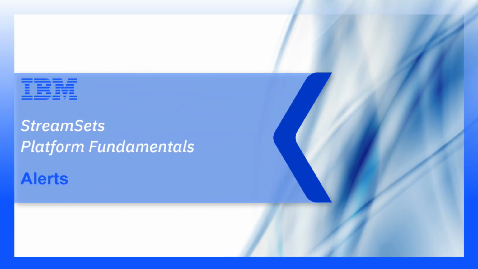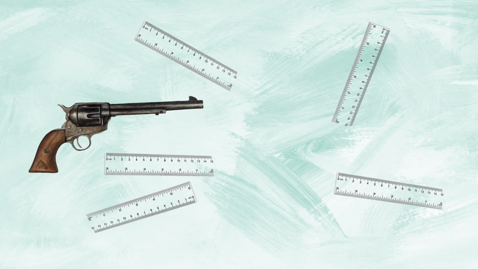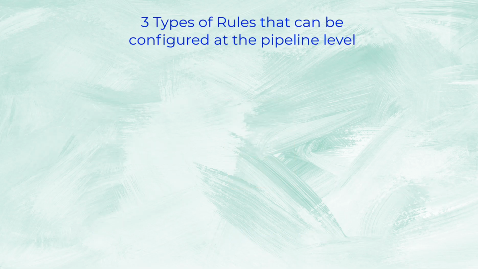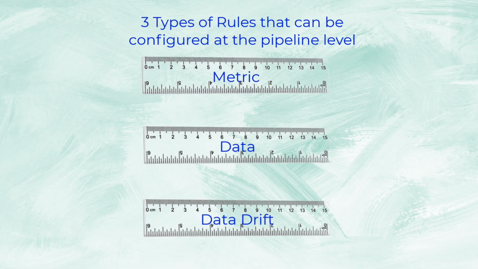In this lesson, we're going to talk about setting up alerts. When setting up alerts, we need to create rules that will trigger those alerts. There are 3 types of rules we can create in StreamSets, and they can be configured at the pipeline level: metric rules, data rules, and data drift rules.